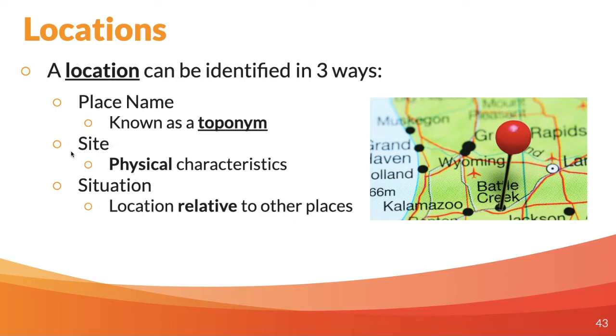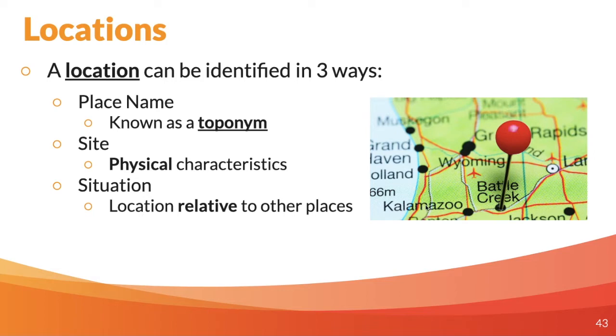A site itself means the physical characteristics. So as we look at a place like Muskegon or Kalamazoo, they're right next to this giant lake, this huge body of water. That is one physical characteristic that we could use to identify these areas of Lake Michigan.